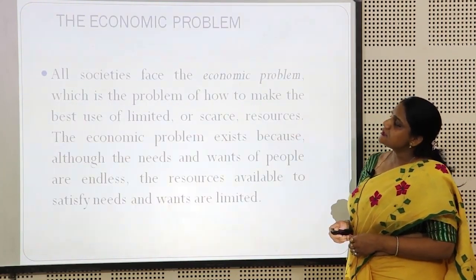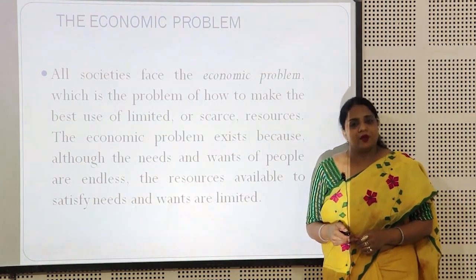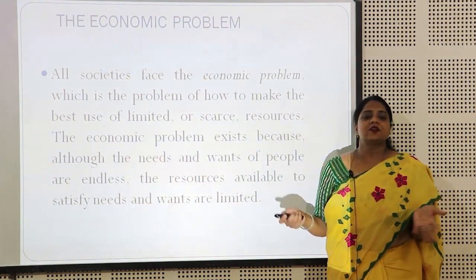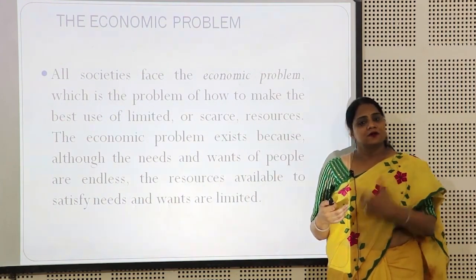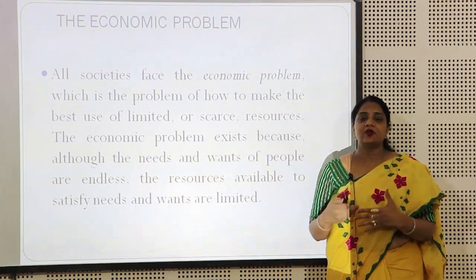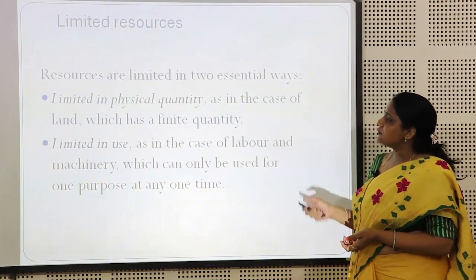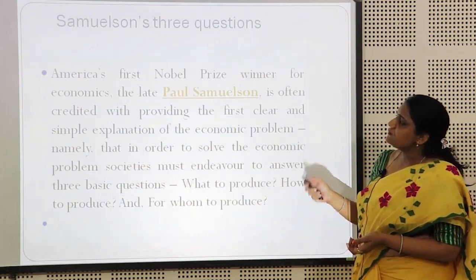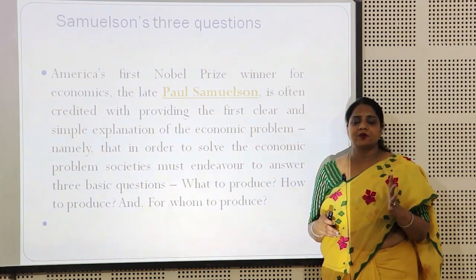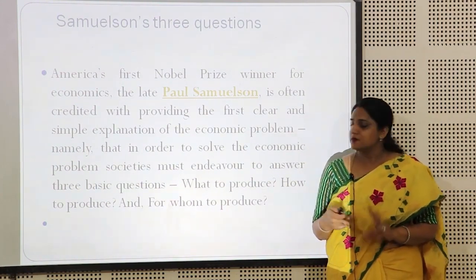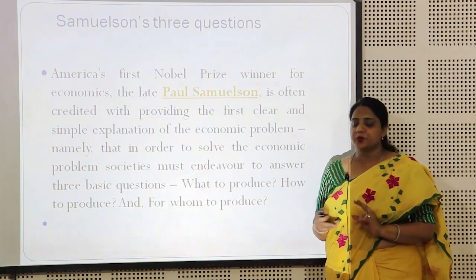Okay, now let's understand the basic economic problem. So basic economic problem, we will start with that: unlimited wants, limited resources. So basic economic problem, as per Samuelson, is because of the limited resources, and he said that there are three basic economic problems: what to produce, how to produce, and for whom to produce.